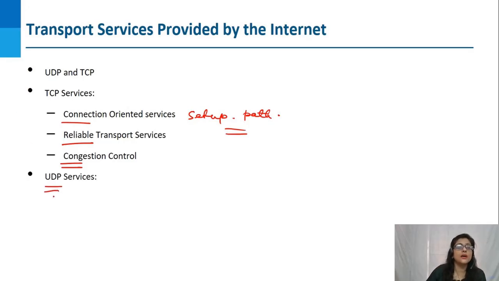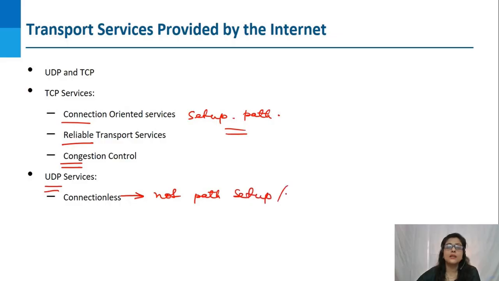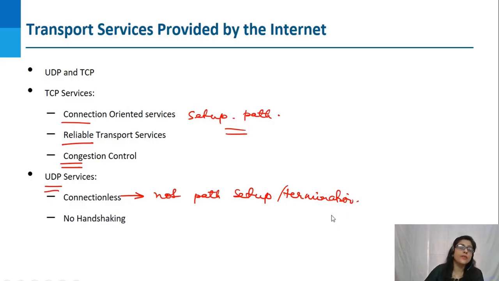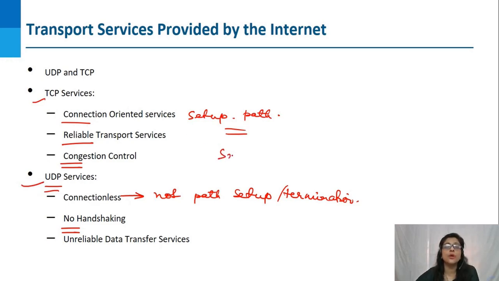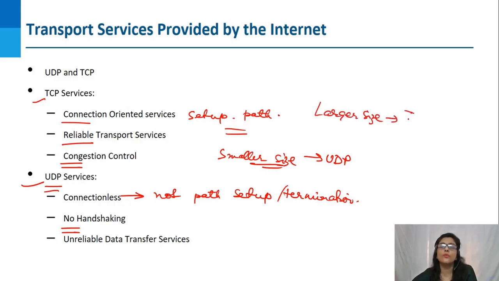For UDP, the User Datagram Protocol, it is a connectionless protocol, which means no path setup and termination are required. There is no handshaking possible in UDP. So it is not a reliable data transfer service, and there is no congestion control technique either. But compared to TCP, UDP is very simple to use. So whenever the data is of smaller size, we can go for UDP, and if the data is of larger size, we can go for TCP.